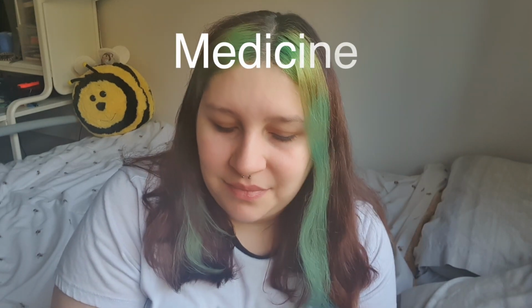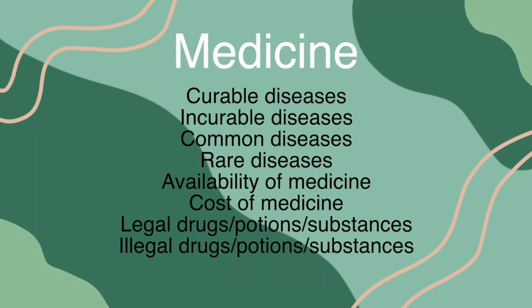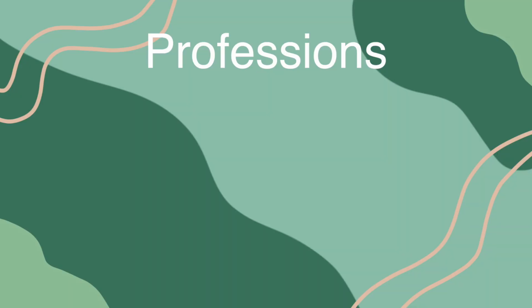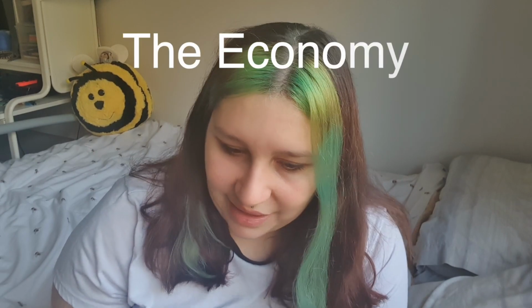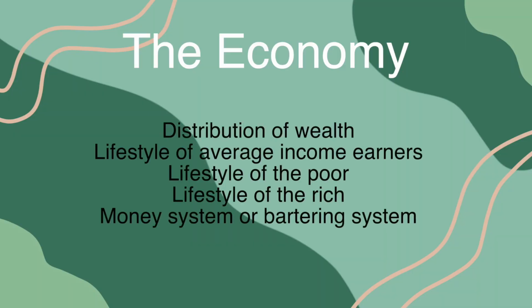Then we have medicine: curable diseases, incurable diseases, common diseases, rare diseases, availability of medicine, cost of medicine, legal drugs, potions, substances, illegal drugs, potions, or substances. Then we have professions: common professions, less common professions, rare professions, gender, racial, species, education, restrictions of professions, unemployment rate. Then we have the economy: distribution of wealth, lifestyle of an average income earner, lifestyle of the poor, lifestyle of the rich, money system or bartering system.